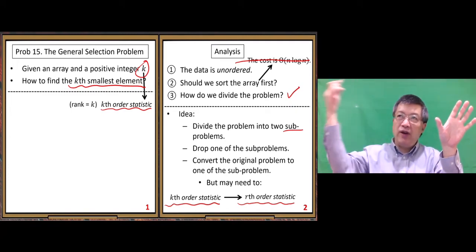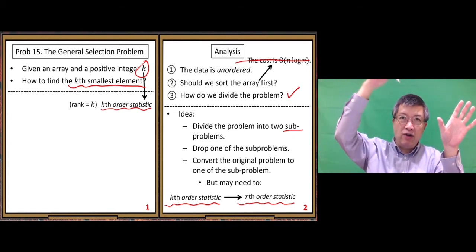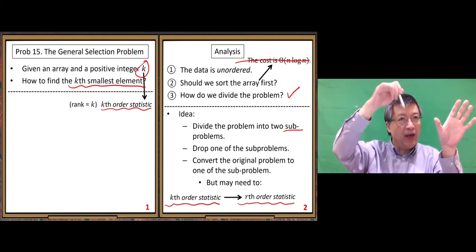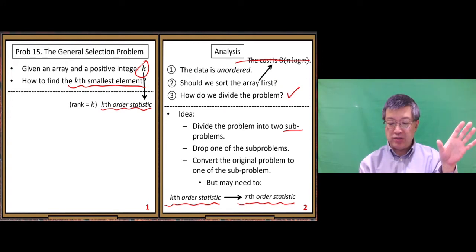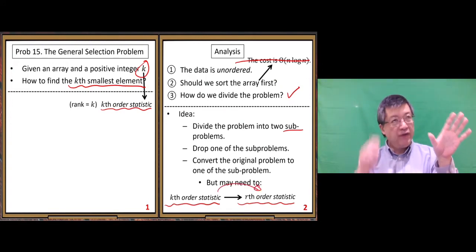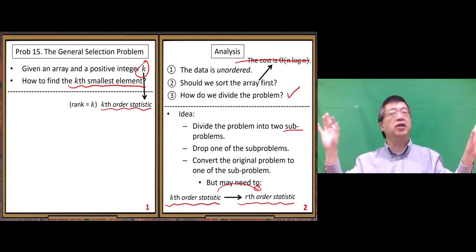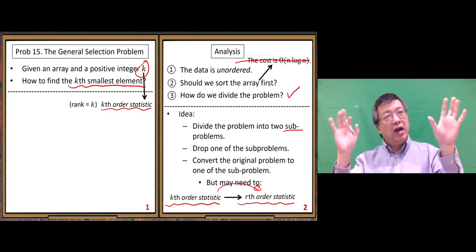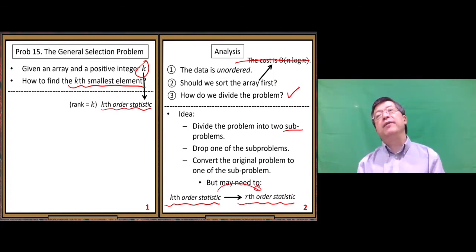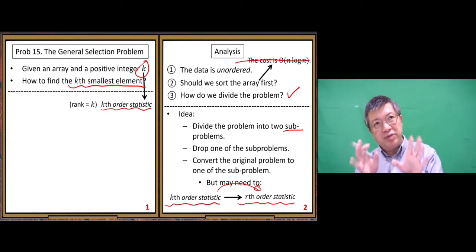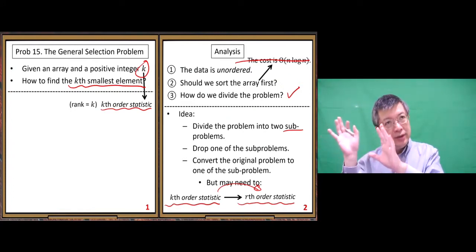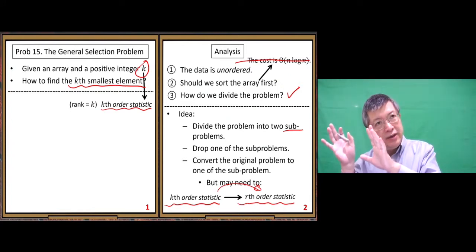If your element falls into the right subarray, you need to make an adjustment. If it falls into the left subarray, you don't need to make an adjustment. I will explain this later. At this point, we do not have enough information, so we delay this part to the next video.